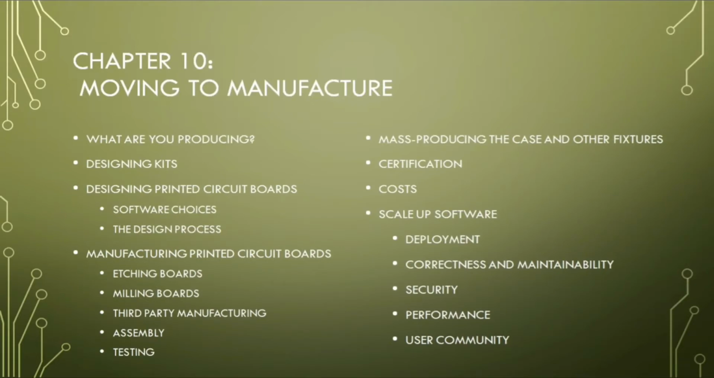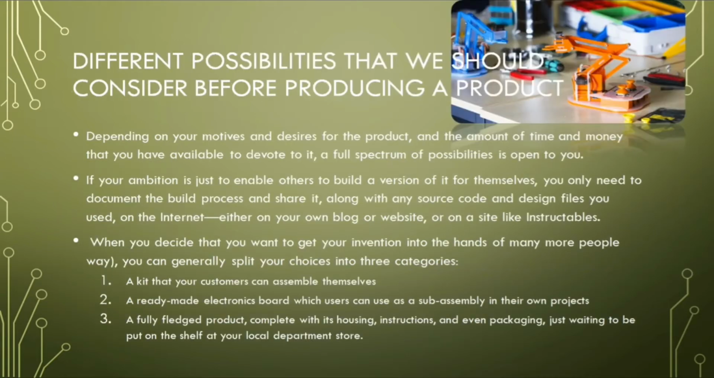Let us start with the first chapter of this unit, that is moving to the manufacture. The contents are displayed on the screen. At this point, the initial prototype must be clear to you, that is in terms of electronics, physical design and online platform. This is the stage of production of your device.